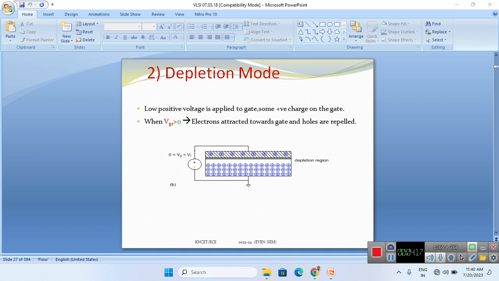This is a p-type body, which has holes. At the gate we also apply a positive potential, so the same charges repel each other. The positive charge carriers, the holes, are repelled from the gate, that means they are depleted from the gate. That is why this mode is called the depletion mode.